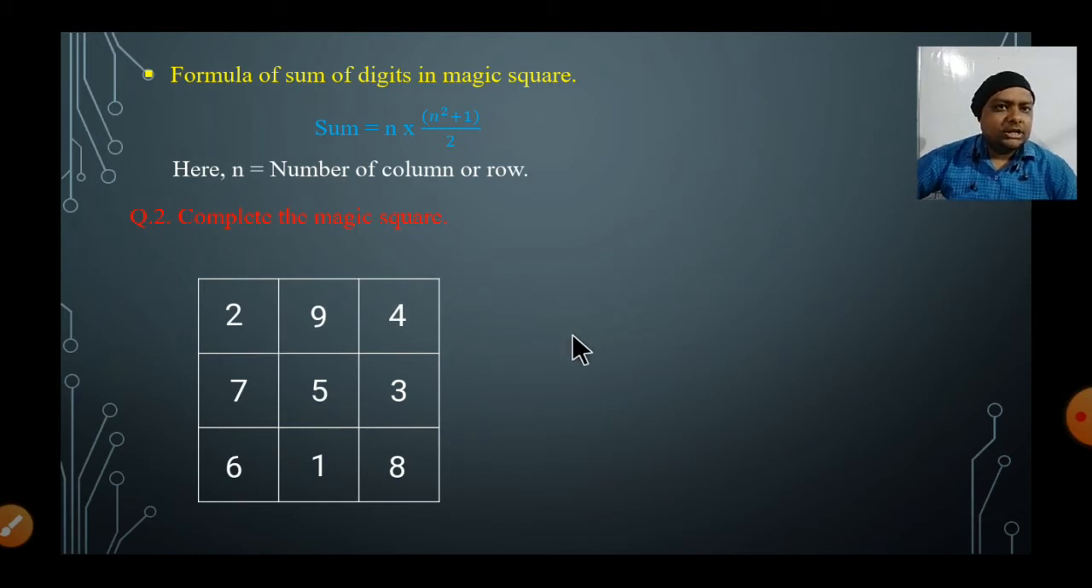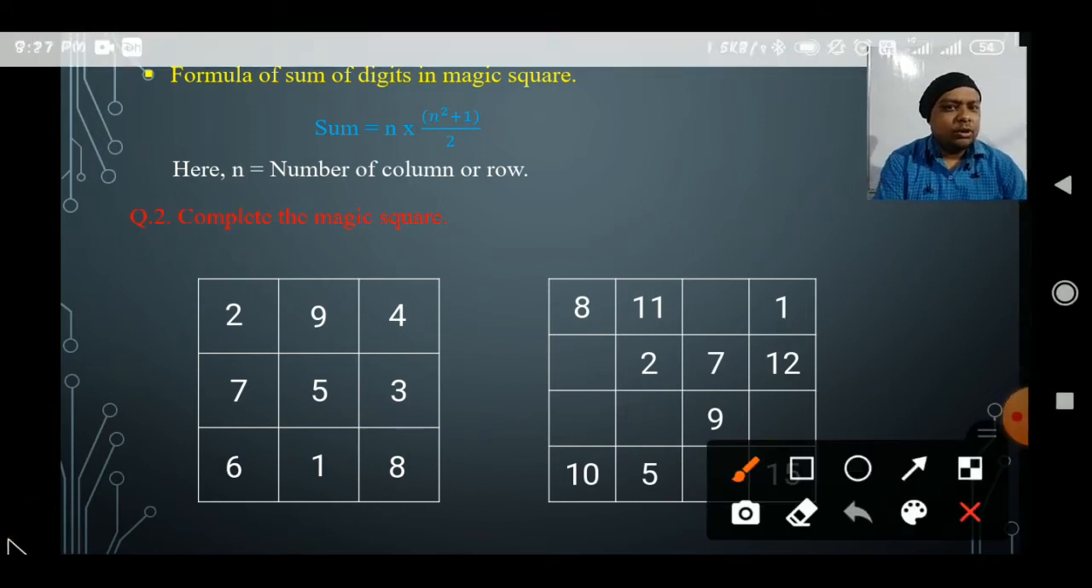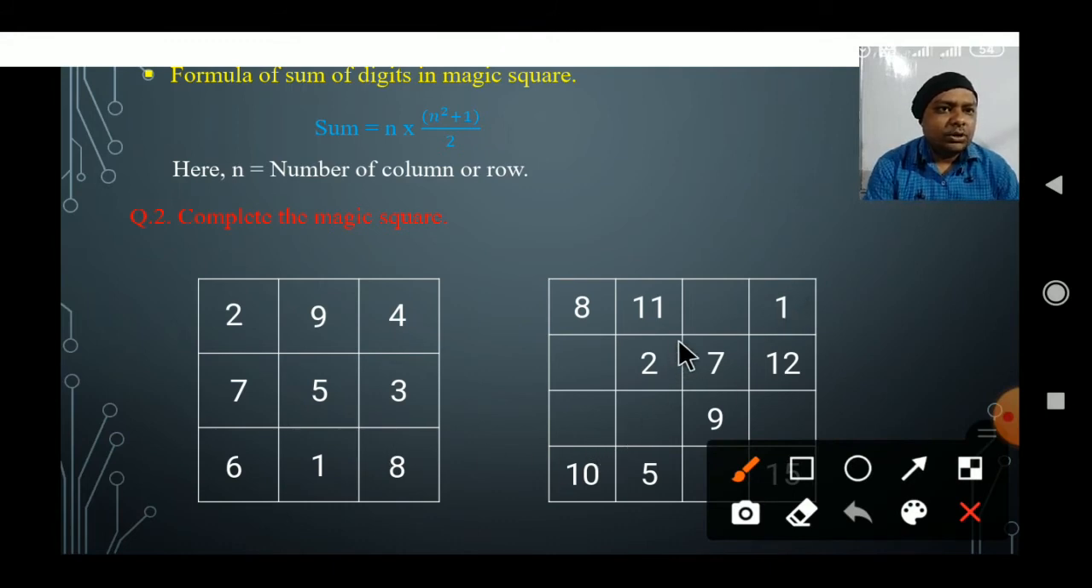Now let's see 4 into 4 magic square. Okay. Now what value we have to put? Now it is starting from 1. It means that the sum should be about 34. Now if you put the value here, 8 plus 1, 9, 11, 20. Then here it should be 14. Okay. Now 2 plus 7, 9 and 12, 21. Then here it should be 13.